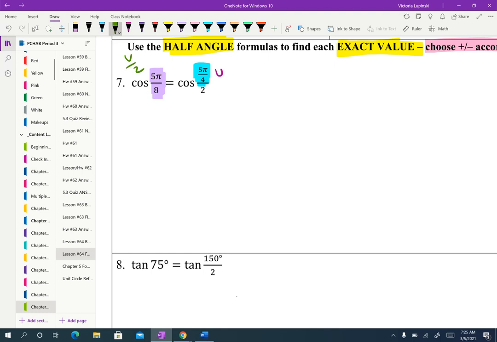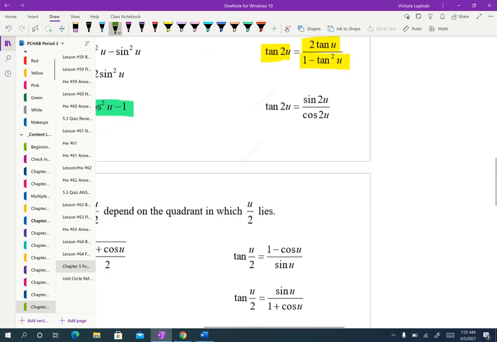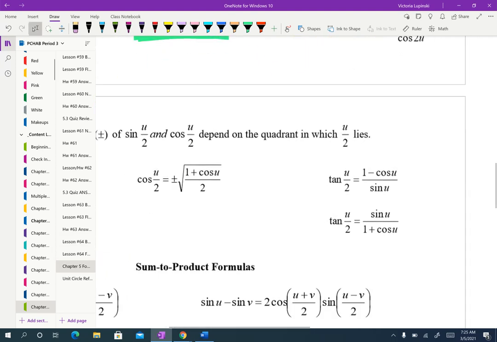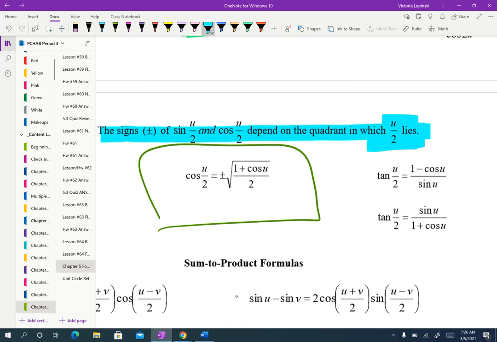Then if we take a look at our formula sheet, if we're talking about using the cosine formula of the half angle, then we are talking about using this version right here. And then take a look at the note here. It says the signs plus or minus depends on the quadrant of u over 2. So whether u over 2 is positive or negative based on the quadrant, that's how you'll be able to decide if you should choose the positive version or the negative version.